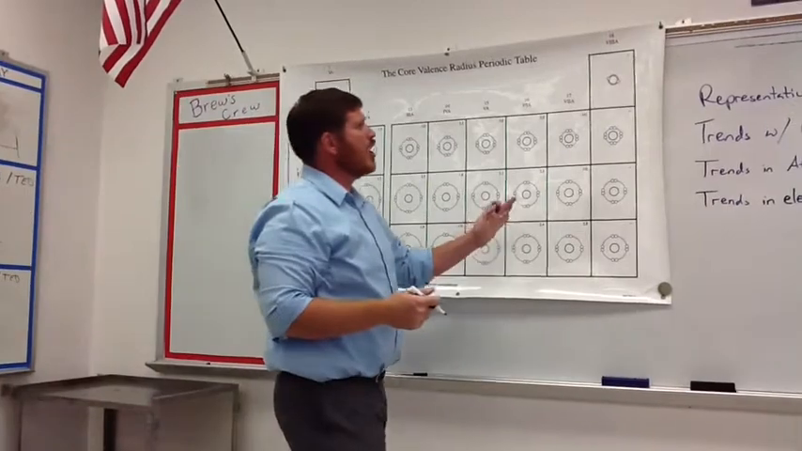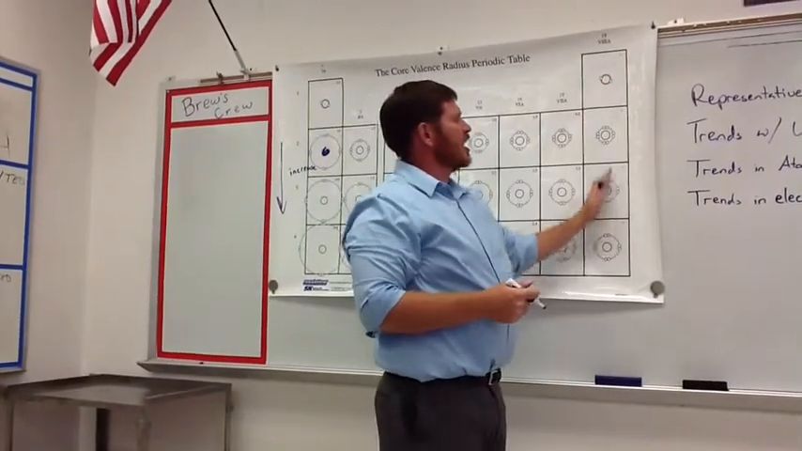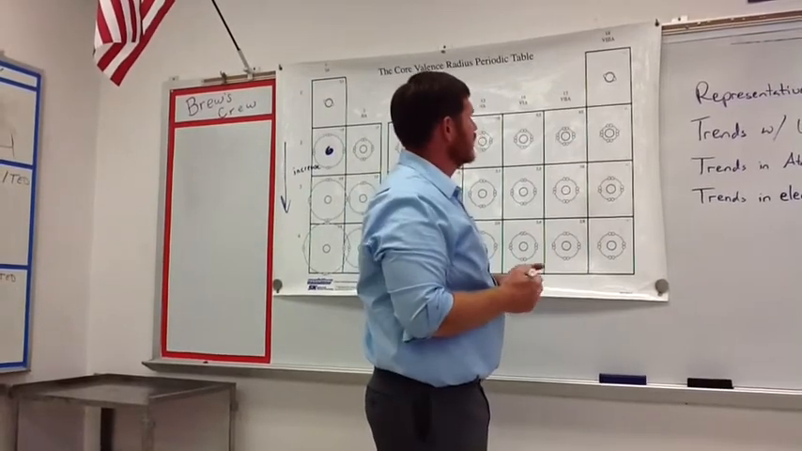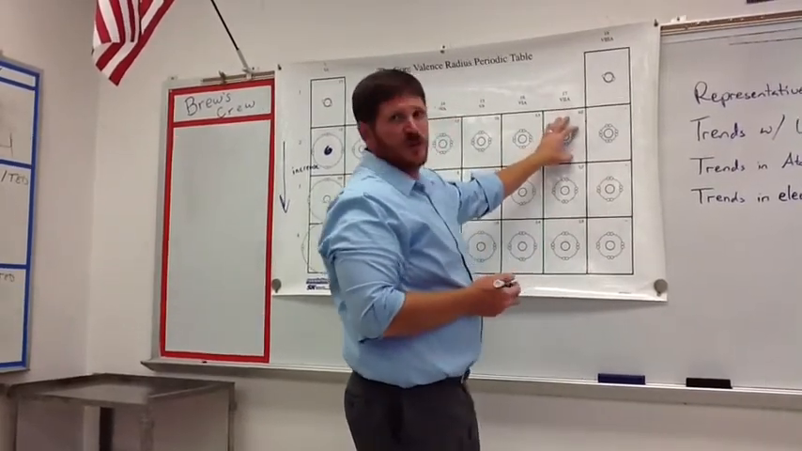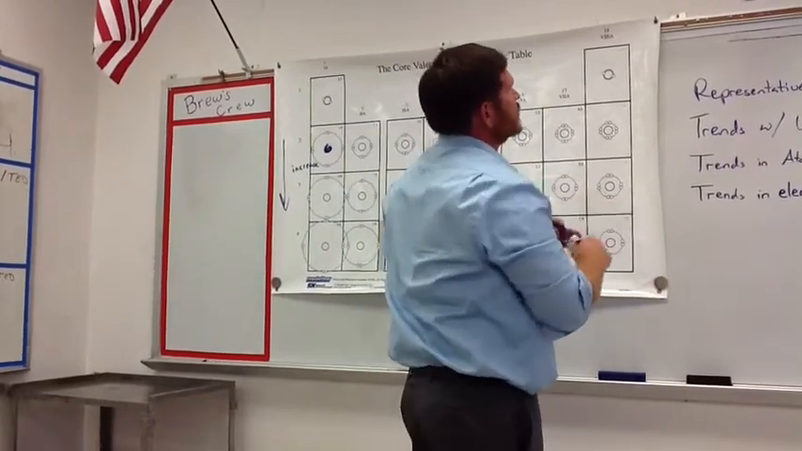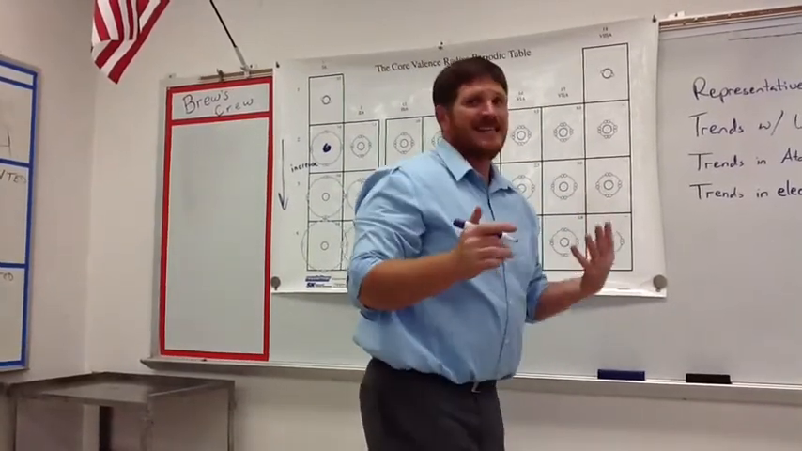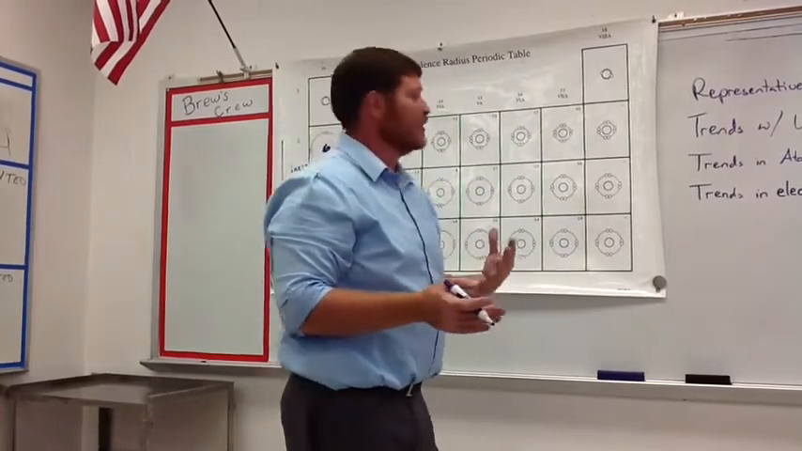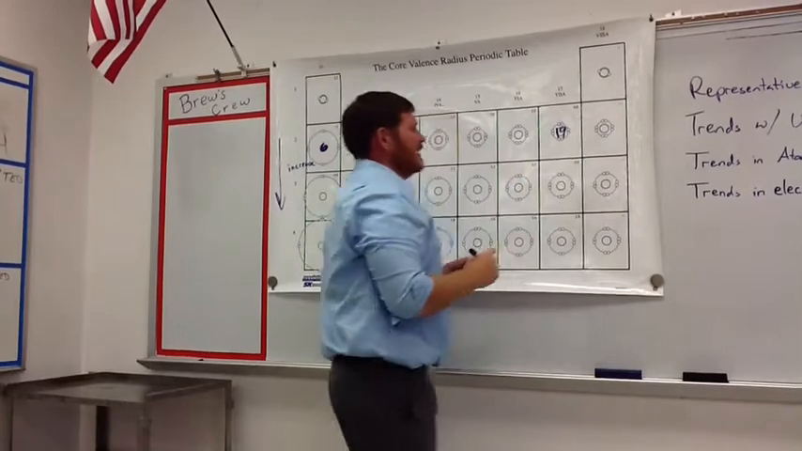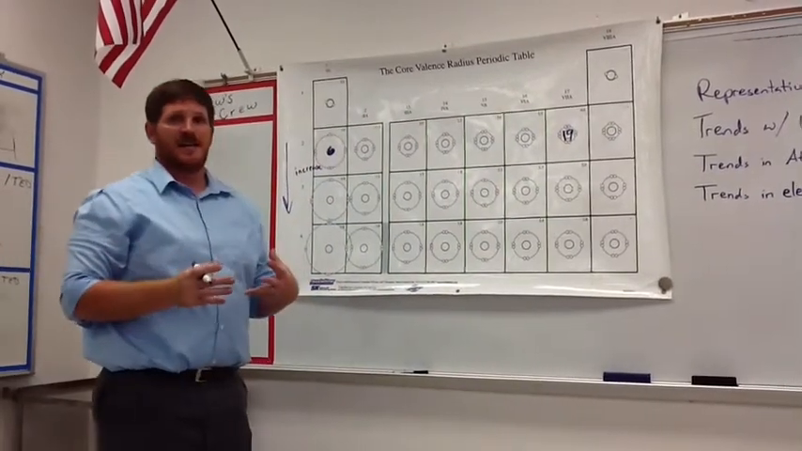If I come all the way over here, I'm not going to talk about these guys just yet. There's several different properties that we're not going to deal with yet. But let's talk about this halogen group, this group 7. That's fluorine. So if I look at fluorine, he's got 9 protons and he's got 10 neutrons, generally. So his number is 19. He has a mass unit of 19 in there.